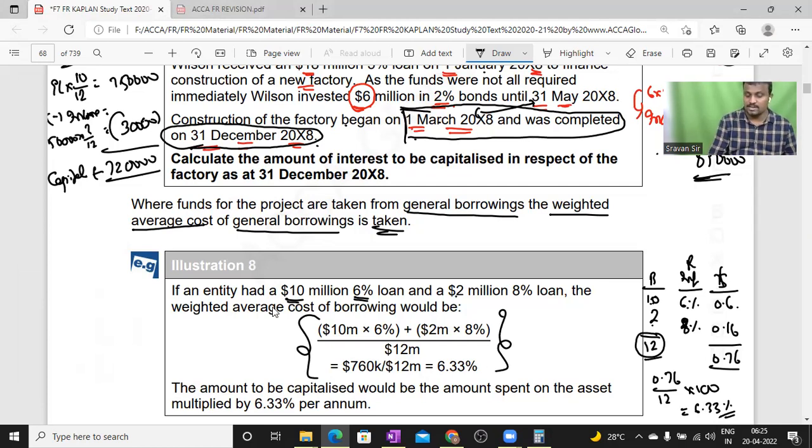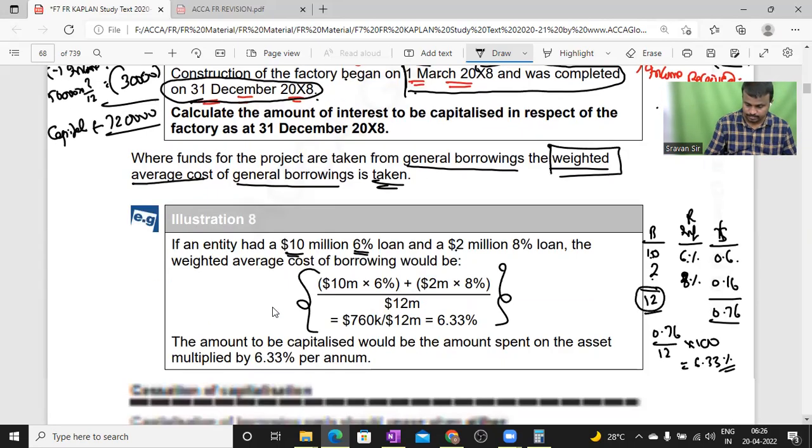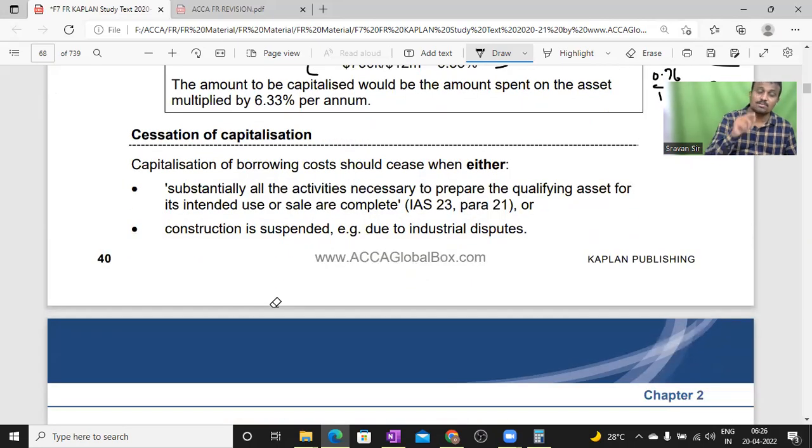Or we may apply this formula. Take the borrowing amount and rate of interest individually, and calculate the individual amount of interest. Then the whole amount of interest relating to the general borrowing, the total interest by total borrowing into 100, gives us the effective rate of interest relating to the general borrowing. We call it the weighted average rate of interest, and that is applied only for general borrowing.